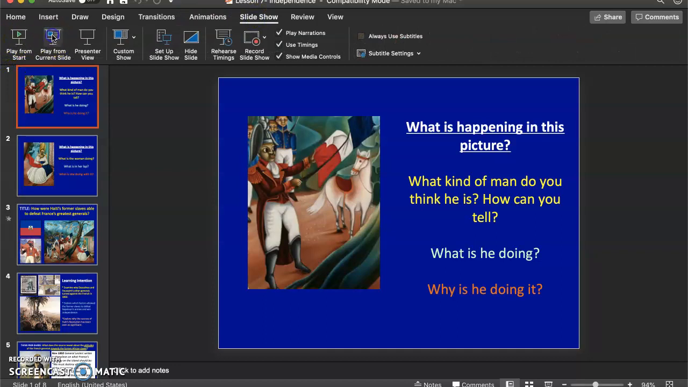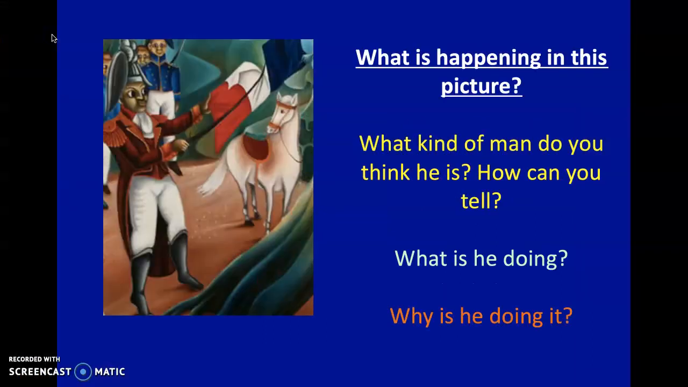Welcome to your 7th lesson, penultimate lesson of our inquiry into the Haitian Revolution. What I want you to do as a starter activity is to have a look at this segment of a painting. Now, you may have seen a bit of this painting before in your research. It's been the banner for a couple of our lessons, in fact. But I just want you to think about what might be happening in this picture.